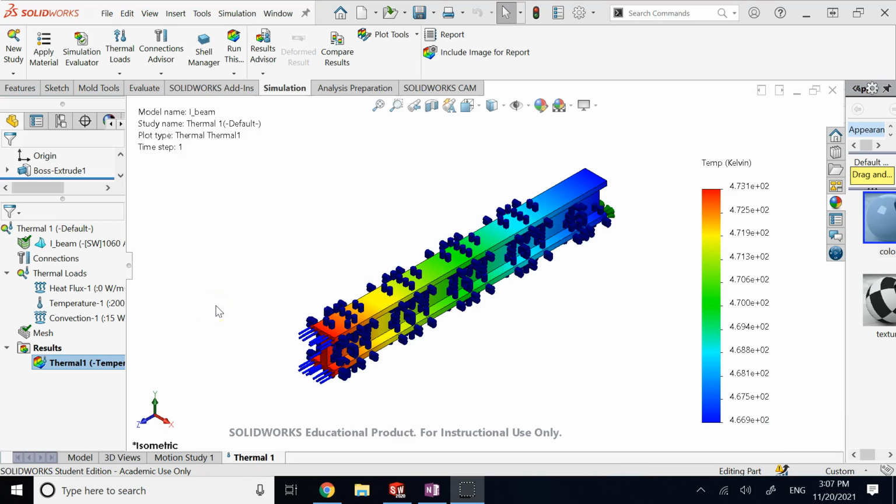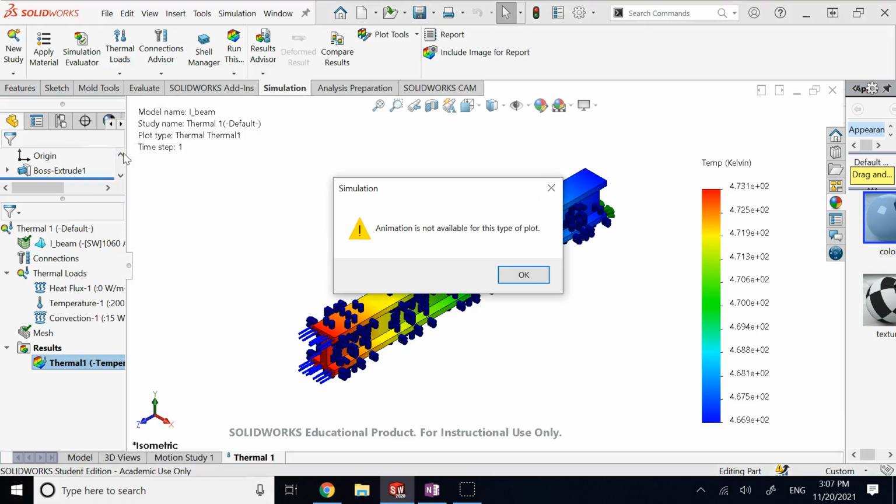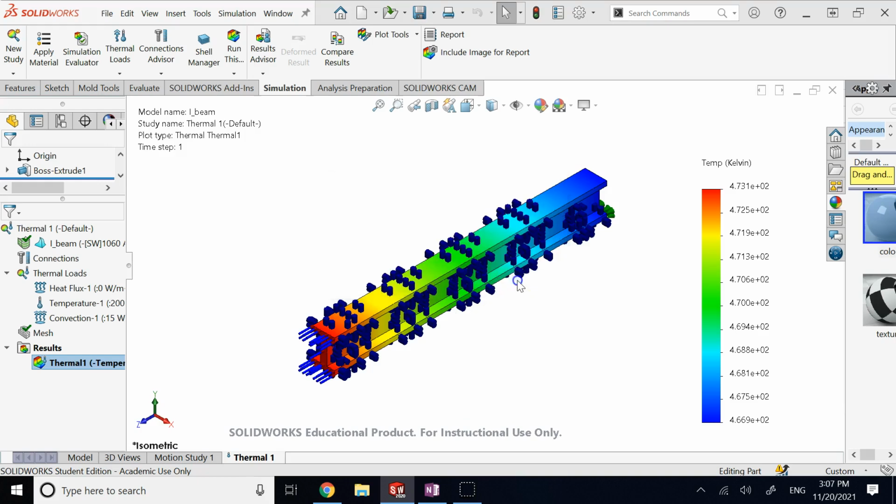Now, in many applications of simulation in SolidWorks, you can go to the results, right click, and animate. And you might say, well, can I do animation here? And the answer is what? Guess what? Probably not, huh? If you do it, it says it's not available for this type of plot. Of course not, because here is a steady state solution. Here is when time has passed enough and there is no change versus time anymore. So time has no meaning, so animation has no meaning.